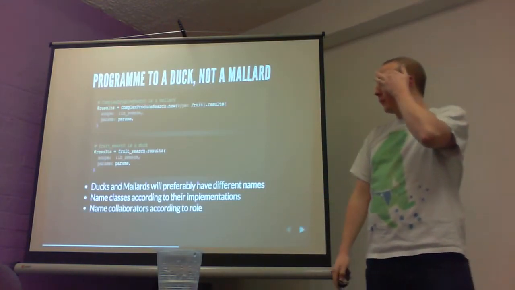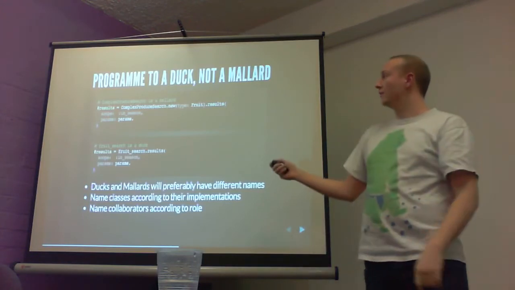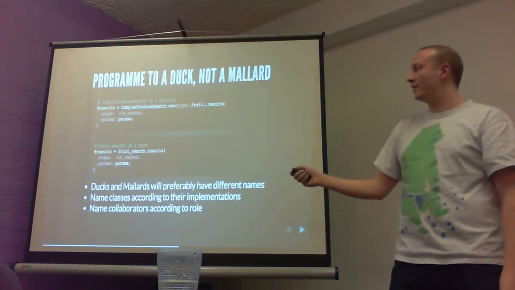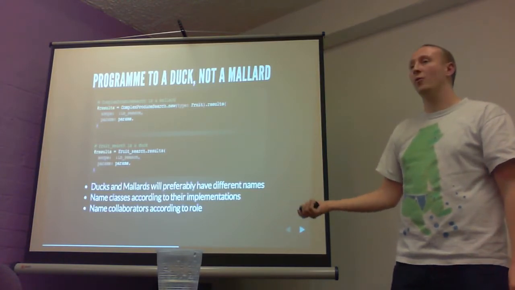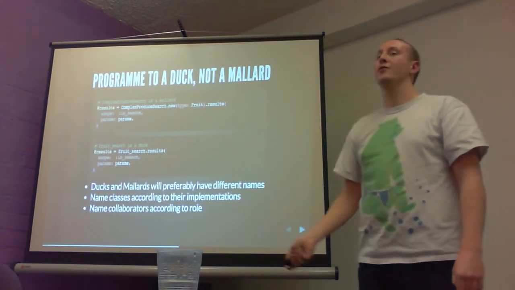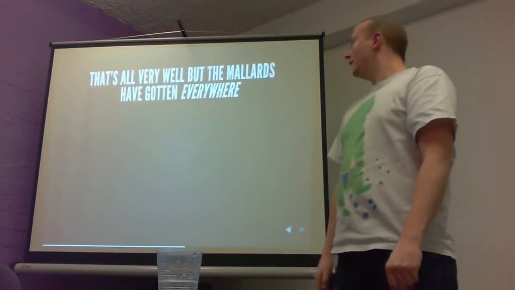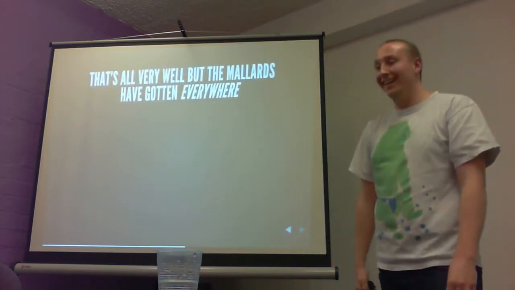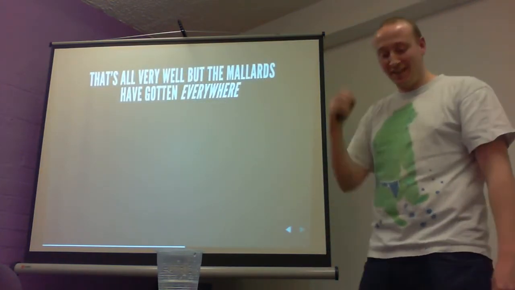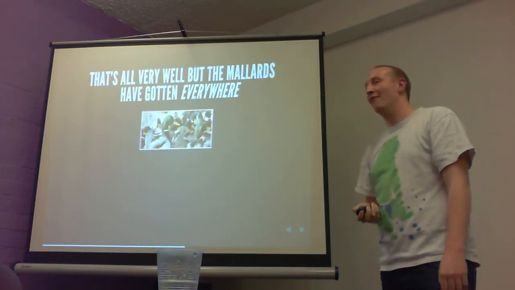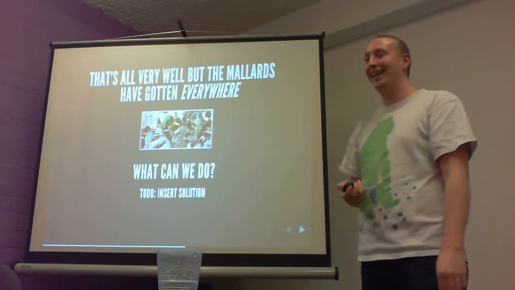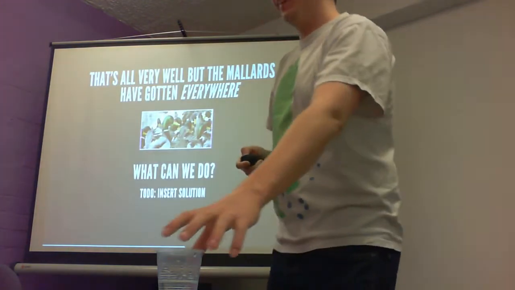And then we name the collaborators according to roles. So this could be very implementation specific, and this is basically your interface name. What kind of thing are you interfacing with? It's a fruit search, and I don't care what it is. So yeah, that's all very well, but most apps I've seen, mallards have gotten everywhere. It can be a mess.